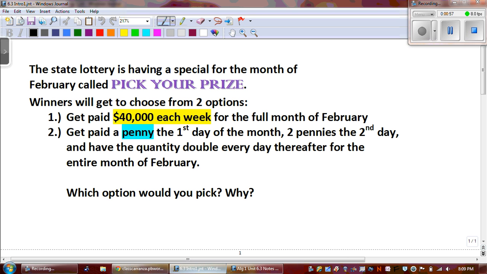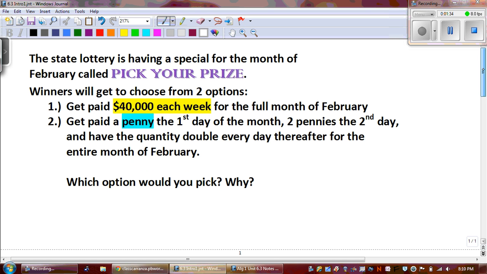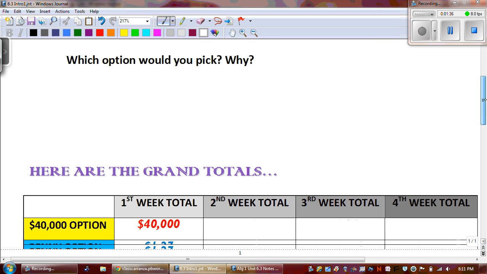Now, before you grab a calculator, think in your mind, what's the better deal? $40,000 a week for 4 weeks, or having a penny the first day, and then the second day you'd get 2 pennies. The third day you'd get 4 pennies. Okay, I want you to think about that real quick. Think long and hard. Am I trying to trick you or not? Think about it. Okay, did you decide what you want to do? Cool. What was it? You can tell me. Really? That's what you want? Sure. All right, well, let's figure it out.